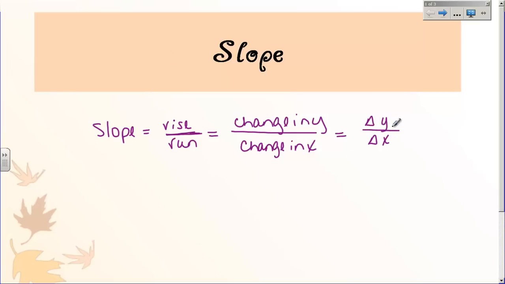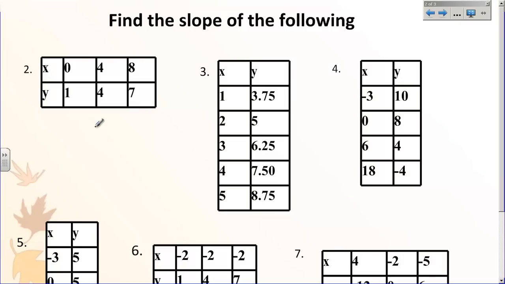We're going to find the change in the y values and divide that, or write it as a ratio of the change in the x values. So let's practice a few. We're starting with number 2. As you know, my numbering's all off, but it's okay. So if you'll remember, we're going to find the change in y over the change in x, and that's how we're going to find slope.